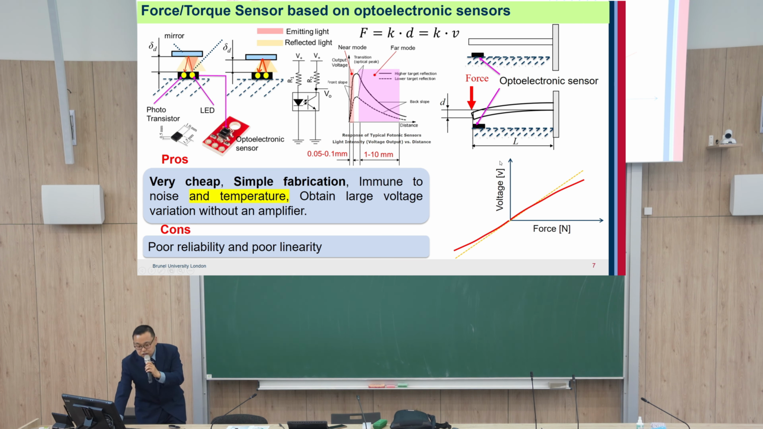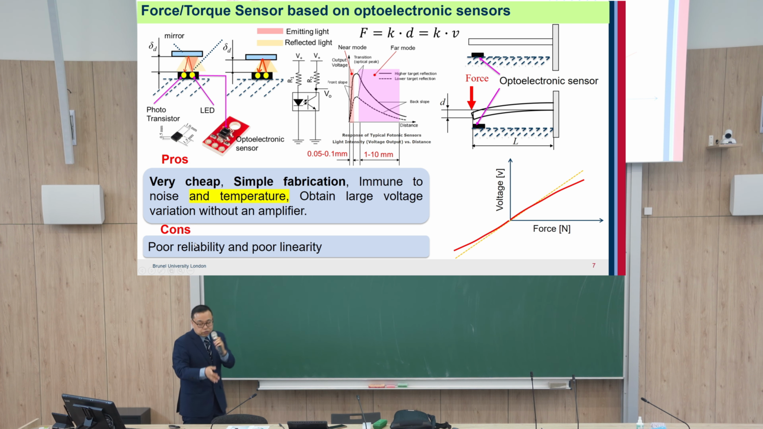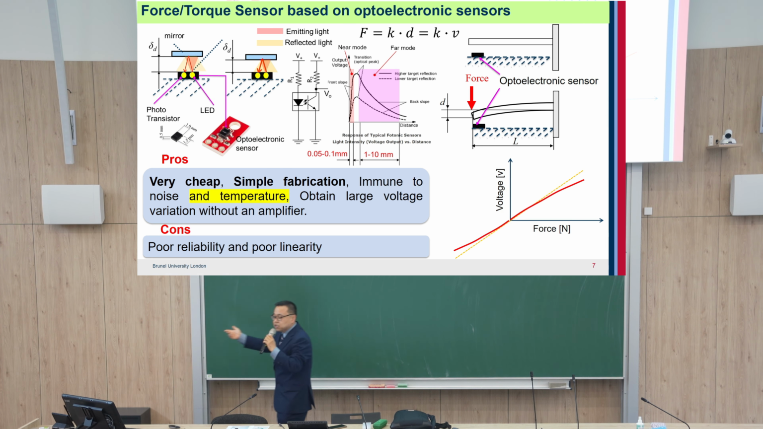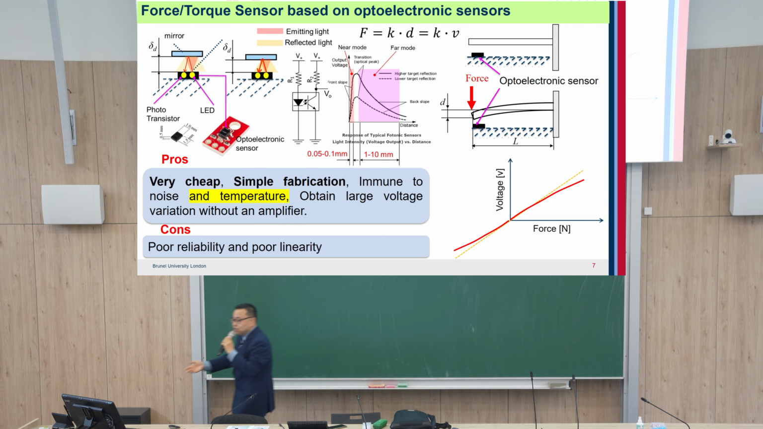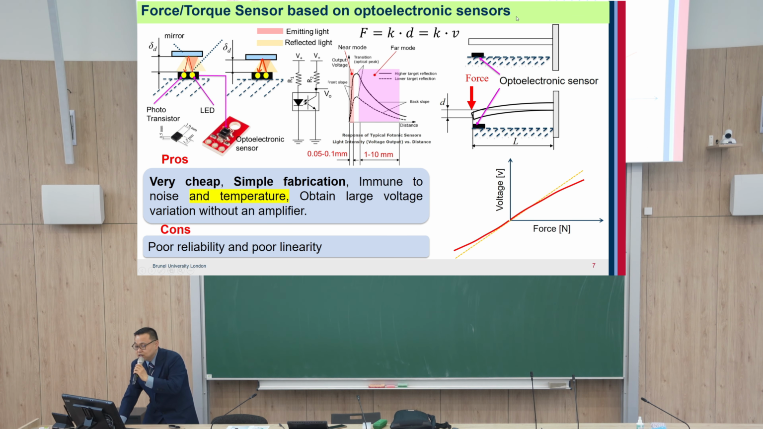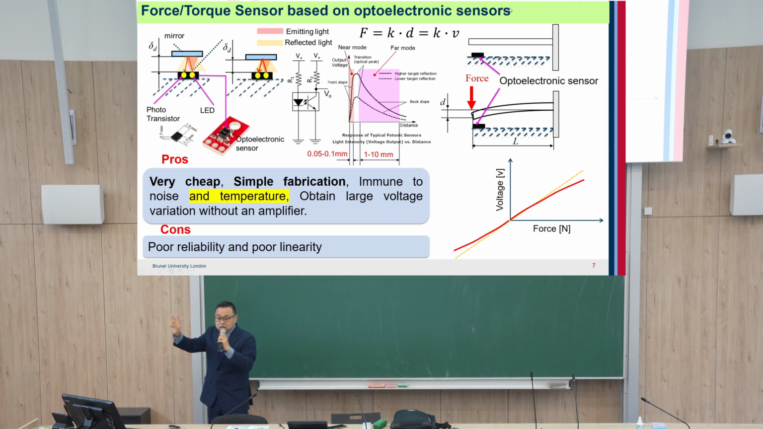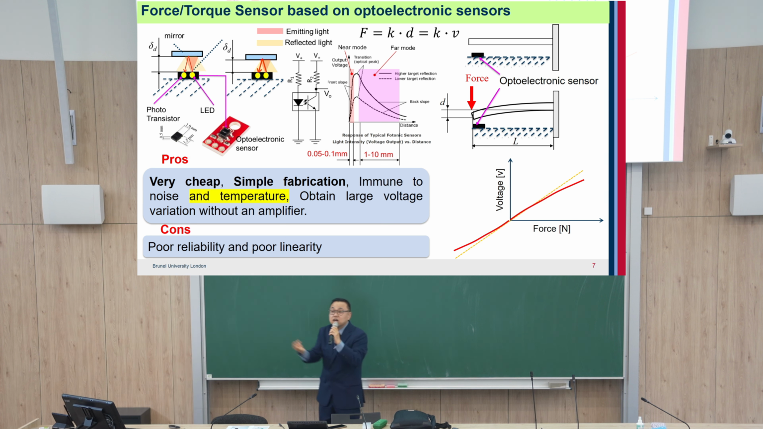And here is poor reliability. Poor reliability means that I have never really tested this force sensor for 10 years, 20 years, 30 years. Who knows about this LED or phototransistor? This optoelectronic sensor consists of two electric units, LED and phototransistor. However, in 5 years or 10 years, I do not know whether this sensor really shows the same performance or not.